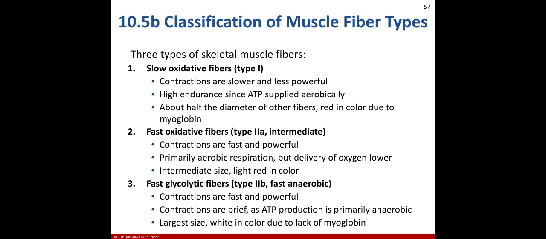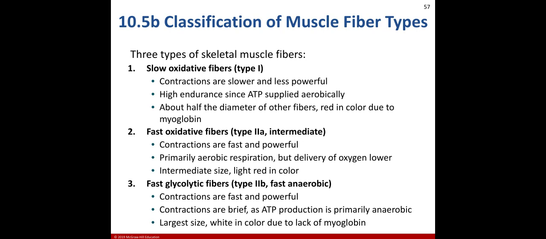When we put this all together, we have a classification system. Type 1 is a slow oxidative fiber. Contractions are slow and less powerful. There's high endurance in them because of the ATP being supplied by cellular respiration. They're about half the diameter of other fibers, and they are red.